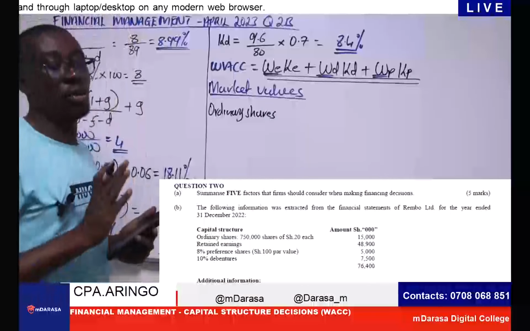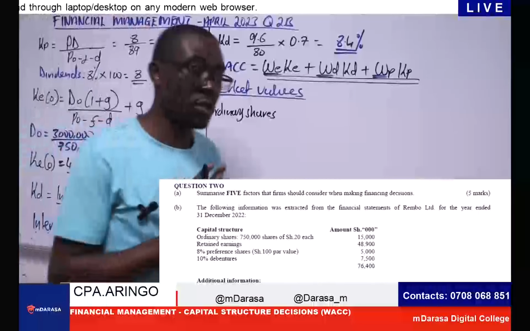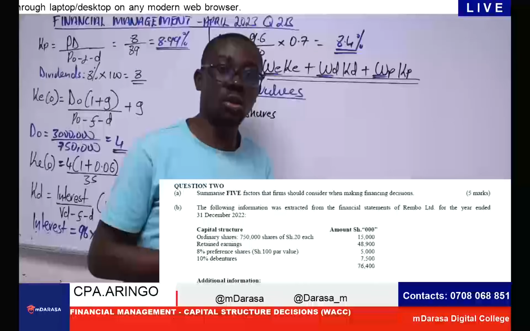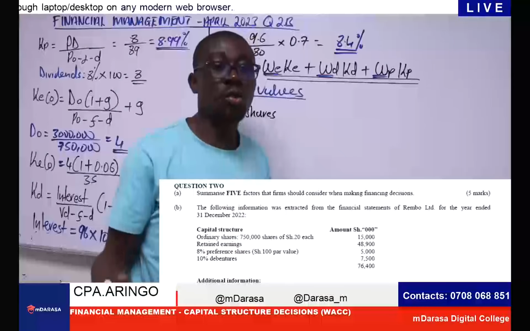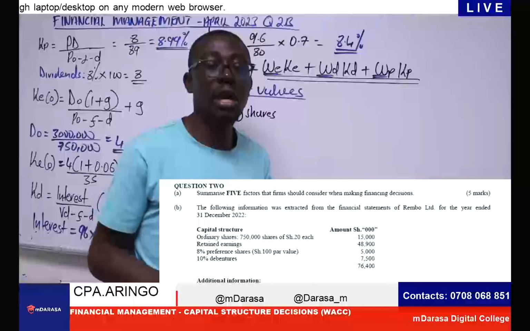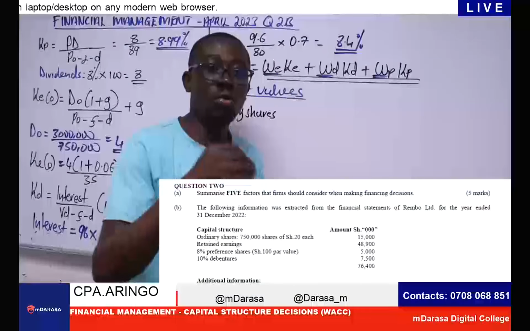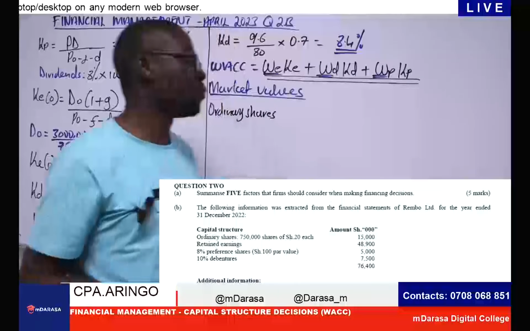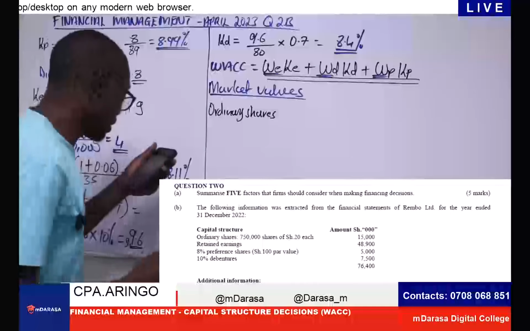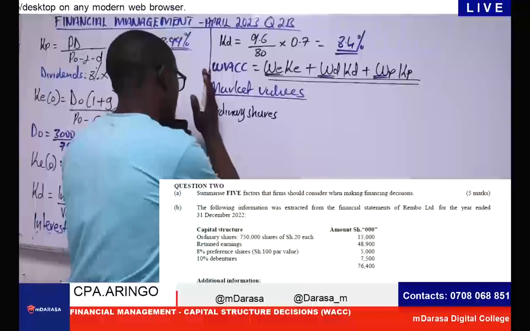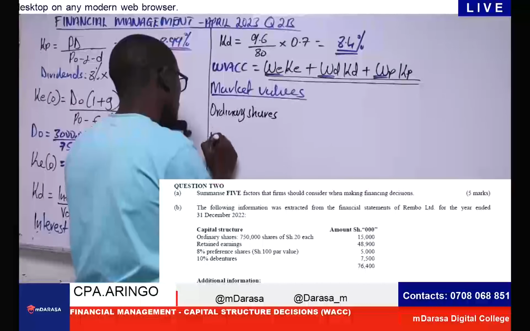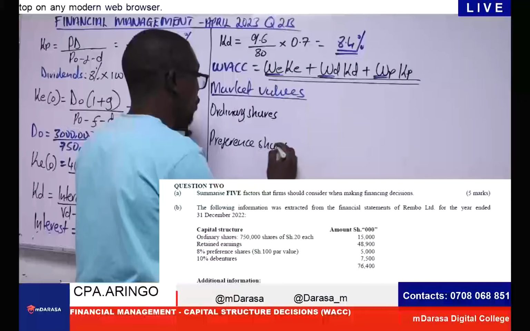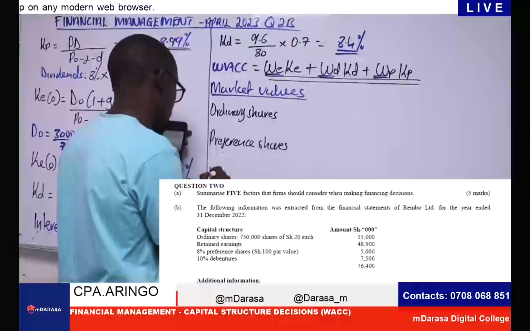Remember, the reason why we are not taking equity at this point, we are not taking the retained earnings. This is a component which is internal, and we can't issue it out. So anytime you're considering WACC, we don't take retained earnings. But when we'll be talking about the cost of equity, we'll always be talking about the retained earnings. So that is important to note, okay? So we take the other component, which is preference shares. We take our preference shares. And the other component, we take debentures.